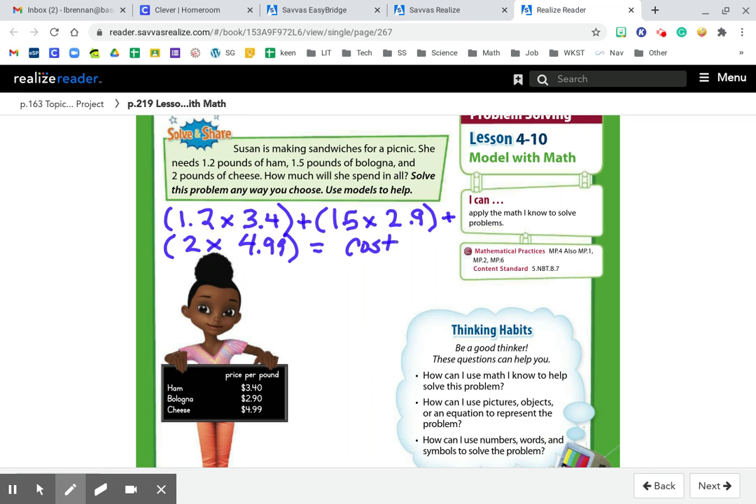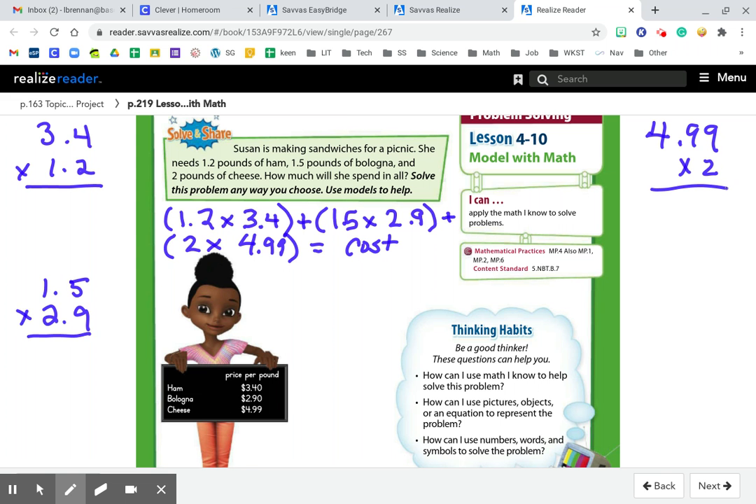So basically, I'm going to be doing 3 different multiplication problems here. I'm doing 3.4 times 1.2. I'm doing 1.5 times 2.9. And I'm going to do $4.99 times 2. And when I get all those values, I'll add them together.